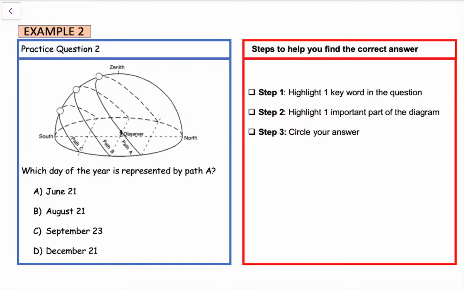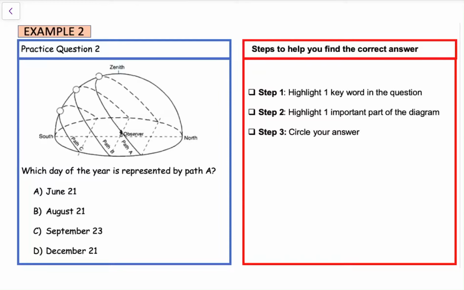Let's follow the steps to help us answer practice question 2. Here we have a diagram of a celestial sphere. There are 3 different paths of the sun shown on the diagram. The question says, which day of the year is represented by path A?